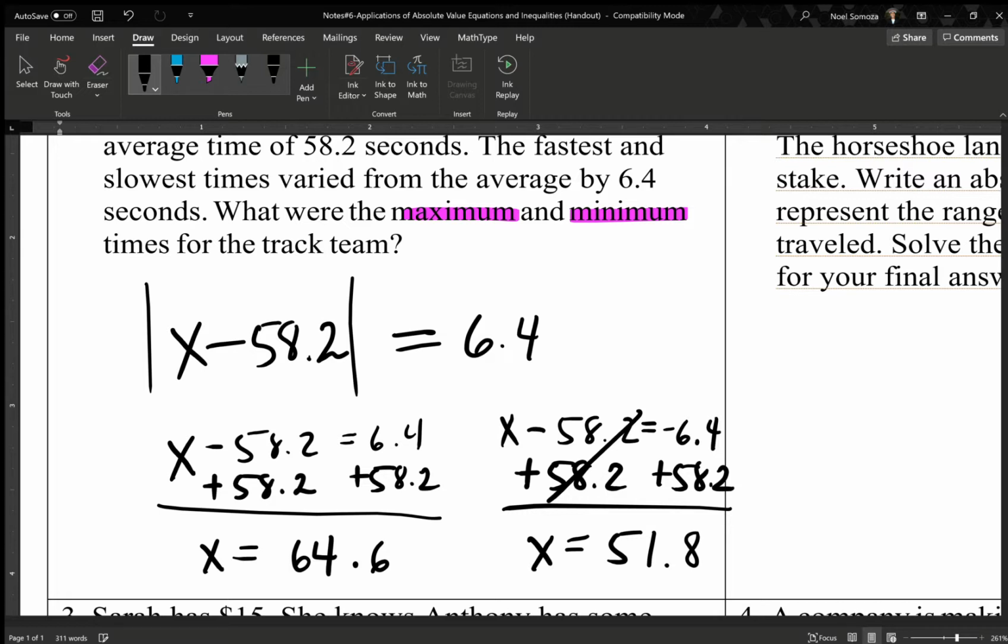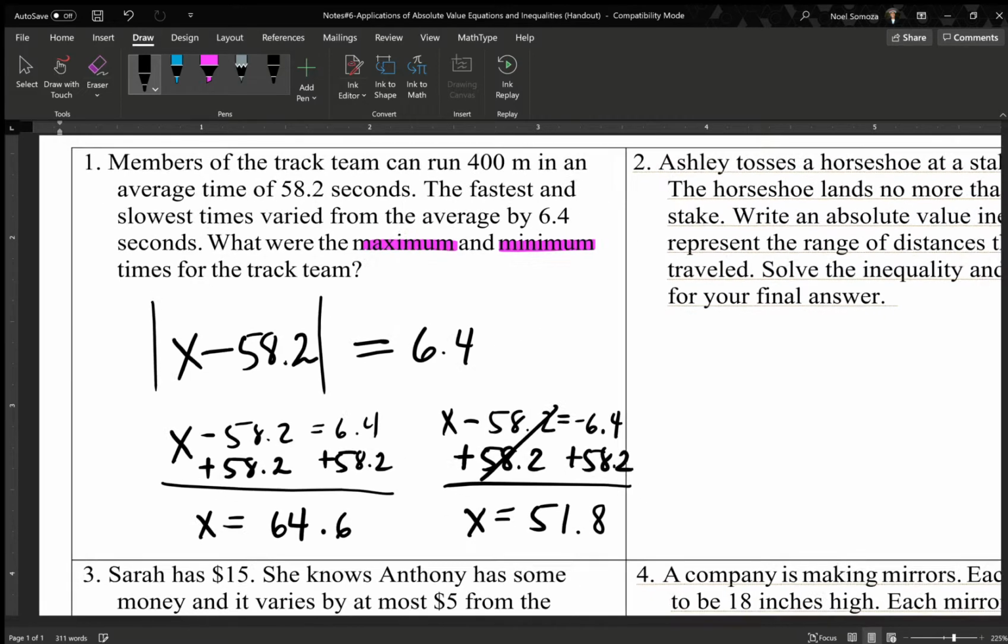Okay. All right. So that's not too bad, right? The pattern is pretty simple usually. You have absolute value, you're going to have x inside. Most of the time, this will be minus, with whatever value you're moving from, which tends to be the average time or whatever, and then the value that you can be away from it is what's on the outside. Okay. All right. Let's take a look at number 2.